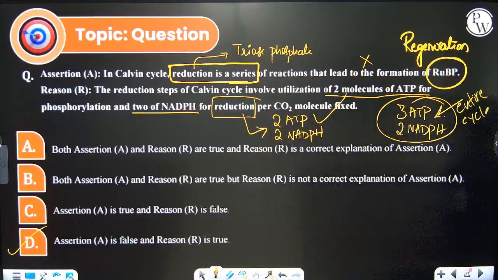As your answer. Hello guys. Are you clear? Are you able to understand what I'm trying to say? Let's see the next question.